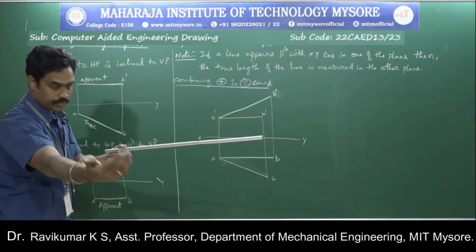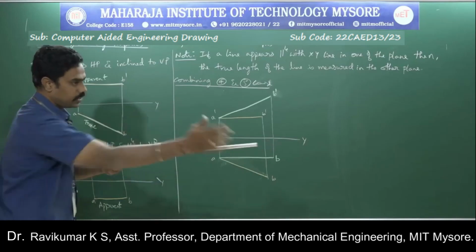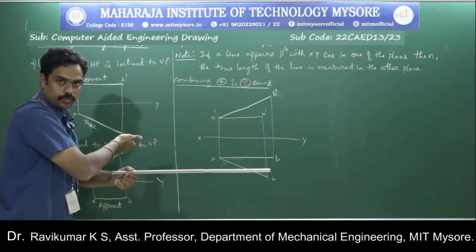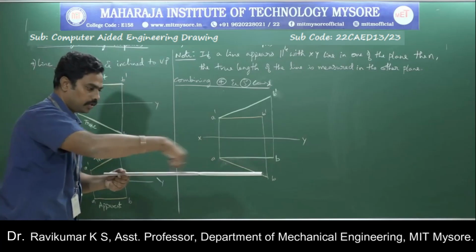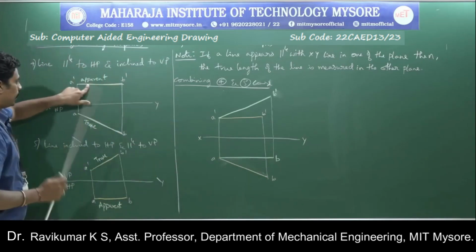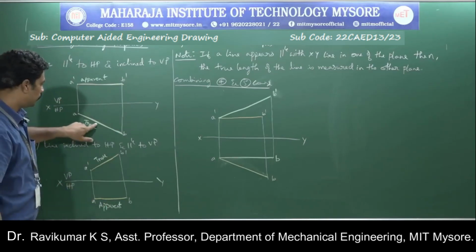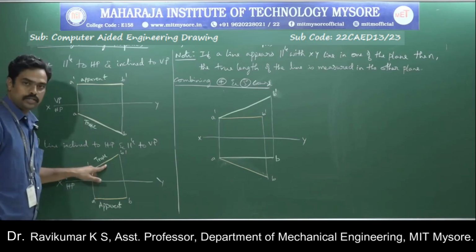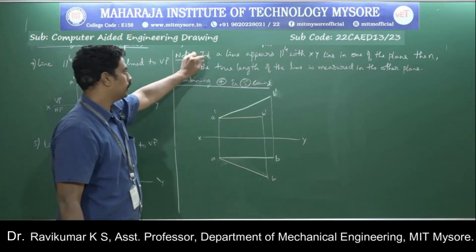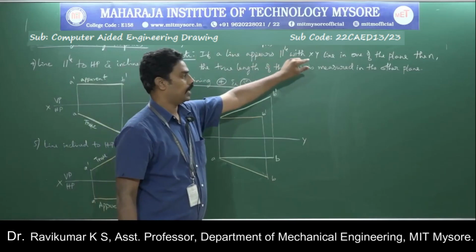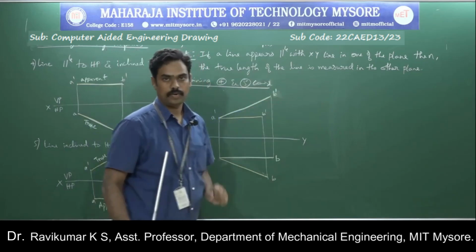But in the front view, if you have a look from the front, it will appear parallel, because you project this point onto the board and this point onto the board, and then you join those two points. So it will appear parallel in the front view, but in the top view, you will get the true length. So if a line appears parallel in one of the planes, then you'll get its true length in the other plane. This is very important: if a line appears parallel with the XY line in one of the planes, then its true length can be measured in the other plane.